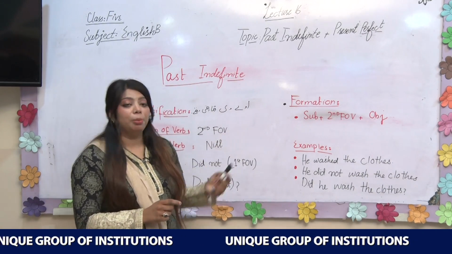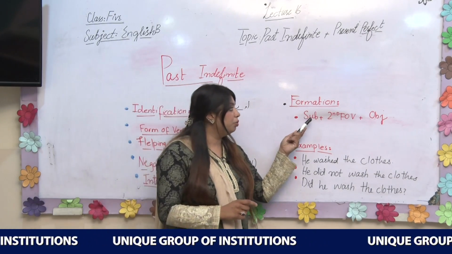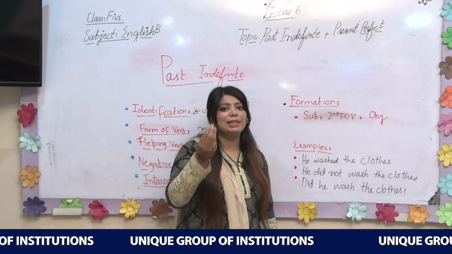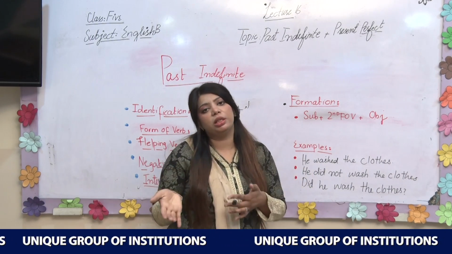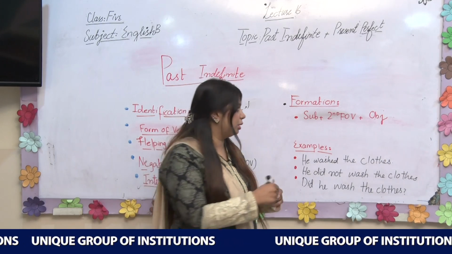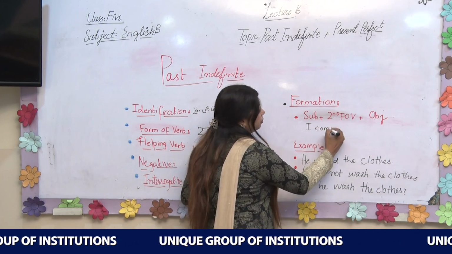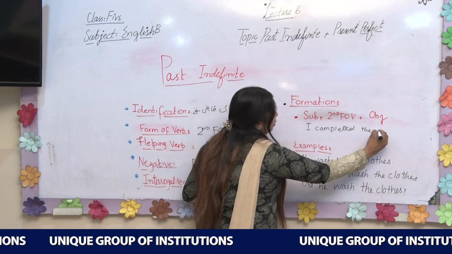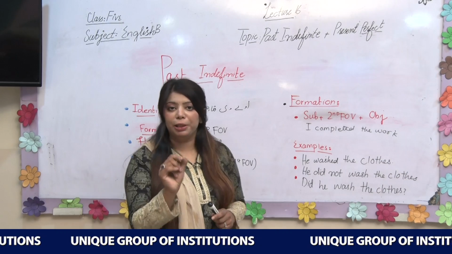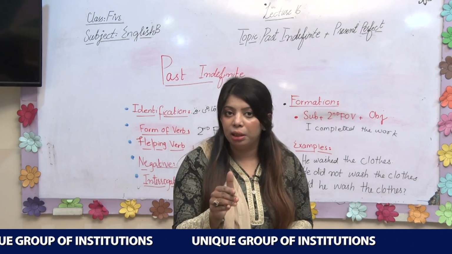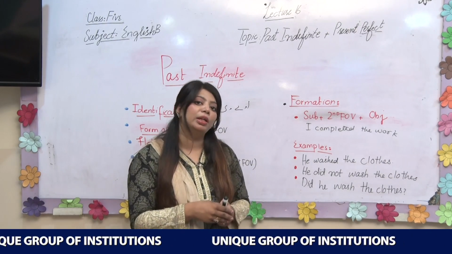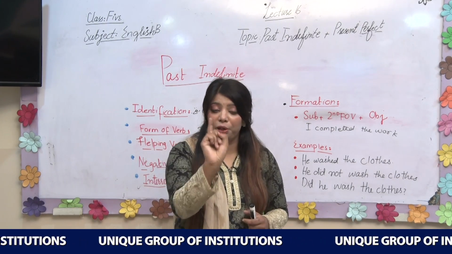Now let's move to the formation or the formula of it. Students, we are going to use subject, second form of the verb and object simply. As I told you, it is the easiest sentence. Like, I completed the work, simple. Now when it comes to the negative one, I did not complete the work. We are not using completed because did is over here. And when it comes to interrogative, did I complete the work? Don't forget to put the question mark.